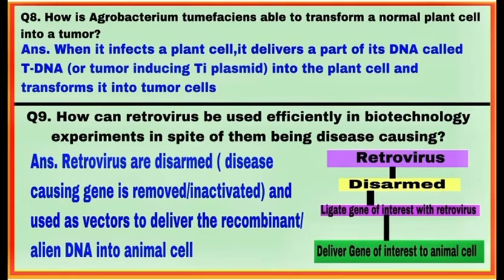क्वेश्चन 9, हाउ कैन रेट्रोवायरस बी यूज्ड efficiently in biotechnology experiments in spite of them being disease causing? रेट्रोवायरस में एबिलिटी होती है कि वह एनिमल सेल को कैंसर सेल में ट्रांसफॉर्म कर देते हैं, लेकिन अगर इस वायरस को डिसआर्म्ड कर दिया जाए, इसमें प्रेजेंट डिजीज कॉजिंग जीन को इनएक्टिवेट कर दिया जाए, इवन देन it has ability to deliver a recombinant DNA into animal cell and can be used as vectors in biotechnology efficiently.